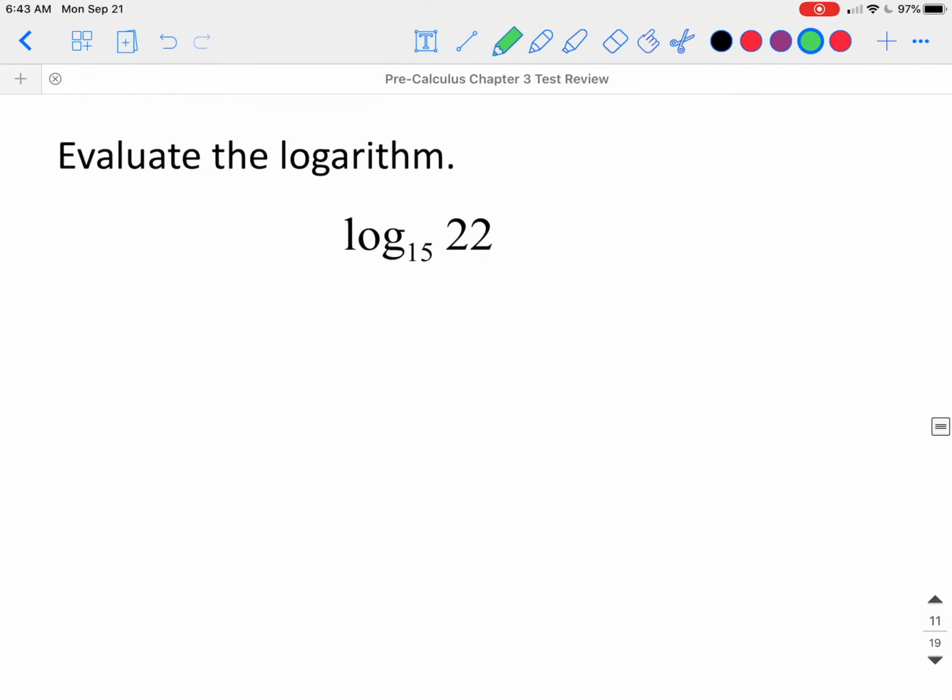We need to evaluate this logarithm. Since this is not a base of 10 or a base of e, we're going to have to use our change of base formula. So we're going to do the log of 22 divided by the log of 15, and that's just going to give us 1.14.